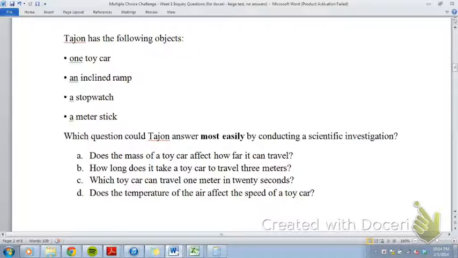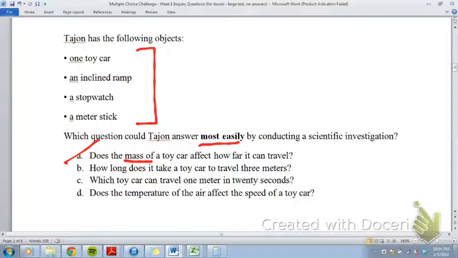Okay, let's look at these. These are all the objects that Tajon has. So let's just go through and see which ones he could easily answer. Does the mass of a toy truck affect how far it can travel? Well, to find the mass, we would need a scale, which we don't have, so it's not A.